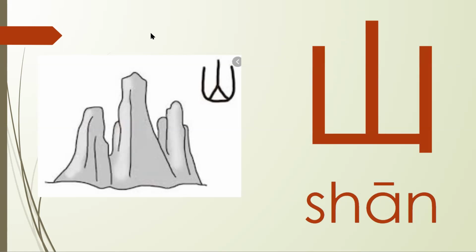Do you see it? Yes, you can see it, right? So you see, this one forms the word mountain. How do you pronounce the word mountain today? It is the word shan. Shan. Come repeat after me. Shan. Shan. Shan. 很好. Shan. Okay, very good.